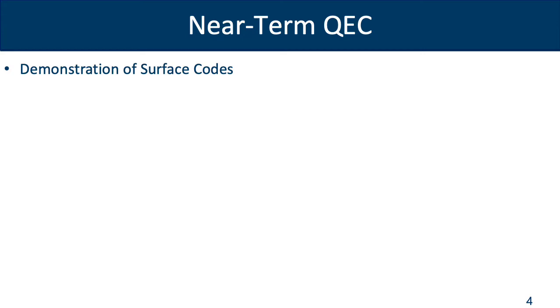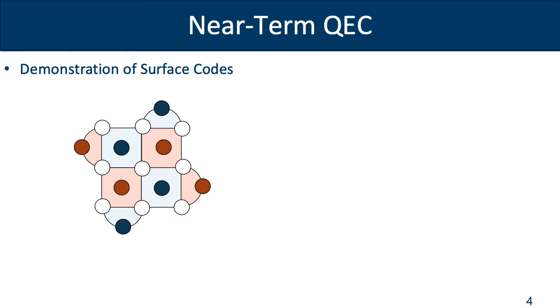As quantum error correction is essential for many applications, demonstration of small surface codes is an important step for the quantum community. A small surface code lattice looks something like this. The white qubits are the data qubits, whereas you see two different types of parity qubits. The red patches here are the X stabilizers, whereas the blue ones are the Z stabilizers.